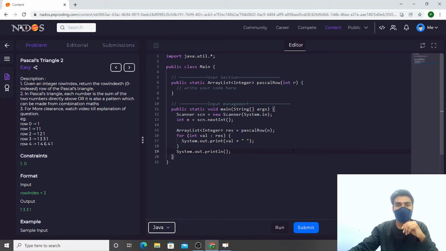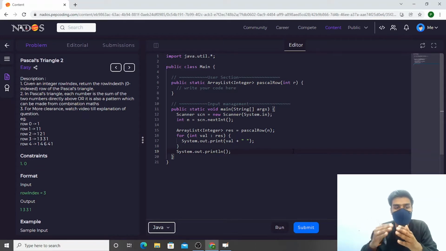In this video, we'll solve the question about Pascal's triangle 2. First let's read the question and then we will try to solve it. We are given an integer row index, and we have to return the row index row of the Pascal's triangle. So we are given an integer r, and we have to return that rth row from the Pascal's triangle.